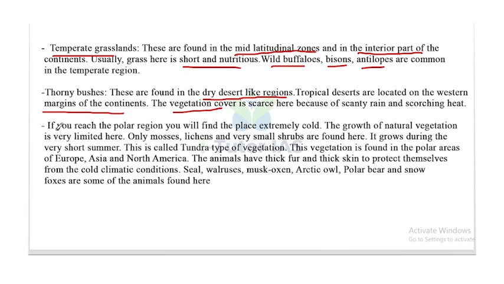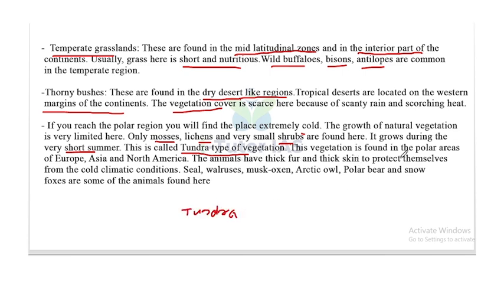Now, moving to the last portion. If you reach the polar region, you will find the place extremely cold. The growth of natural vegetation is very limited here. Only mosses, lichens and very small shrubs are found here. It grows during the very short summer. This is called tundra type of vegetation. So, in the polar region, we can find the tundra type of vegetation.